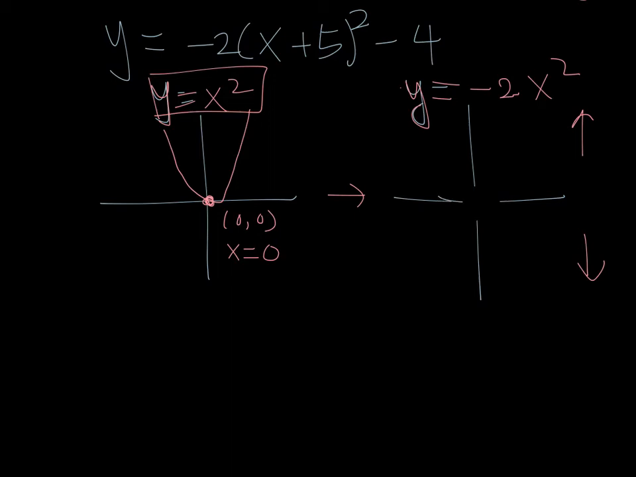Okay, so let me go ahead and just draw this again. So it's upside down, but then I pulled it twice as hard, and so guess what happens? Now my parabola got super skinny like that. Okay, so there you go. And so that's what happened, right? But now I want to know what happens when I add the plus 5 and the negative 4.